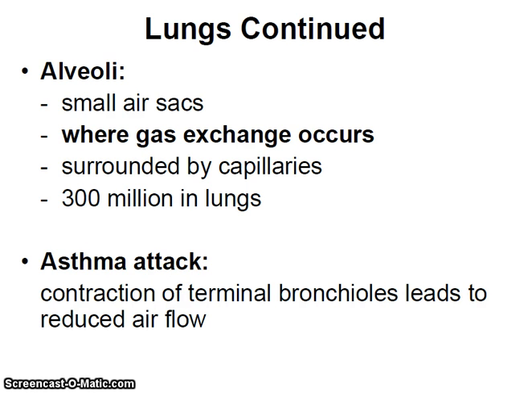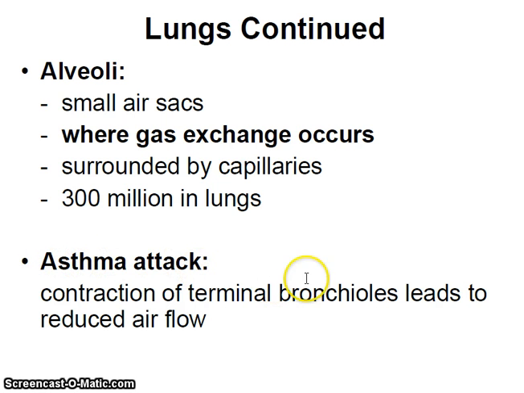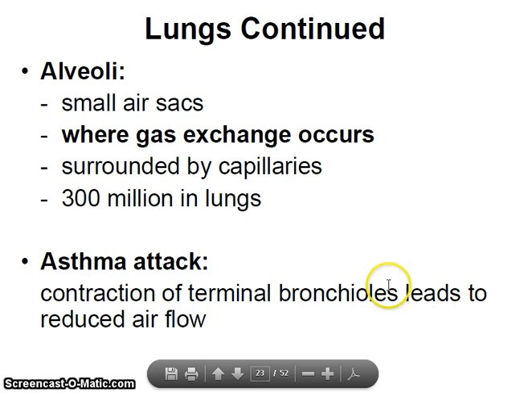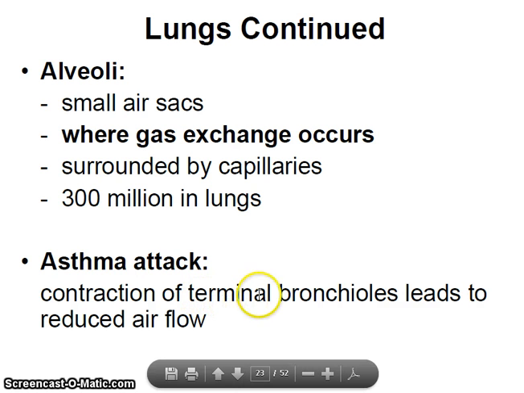More about the lungs and about what happens during an asthma attack. The terminal bronchioles are not lined in cartilage, and therefore, unlike the trachea and some of the primary and secondary bronchi, the bronchioles can constrict, and this will lead to reduced airflow.